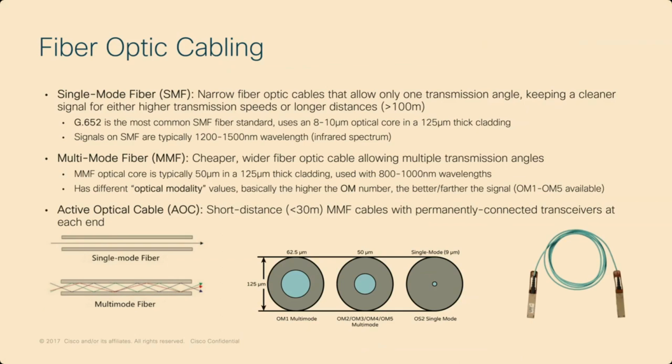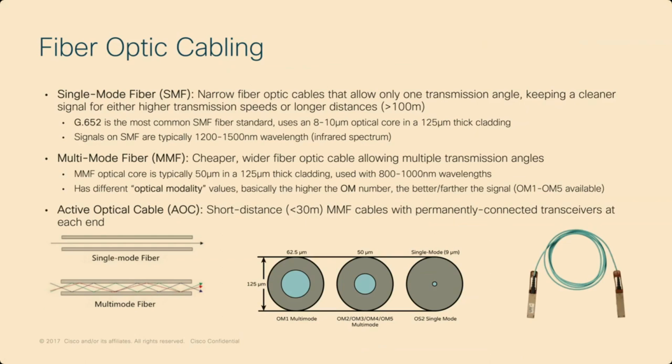So whenever you see an OM designation on a cable, like the OM1 through OM5, it just means that the higher the optical modality number, the better or farther the signal is going to carry on it. So you'll see, for example, if I have an OM3 cable, it might be certified to carry a 100 gig signal for maybe 100 meters. But if I have an OM4 or an OM5 cable, it might be certified to carry it up to 150 meters.